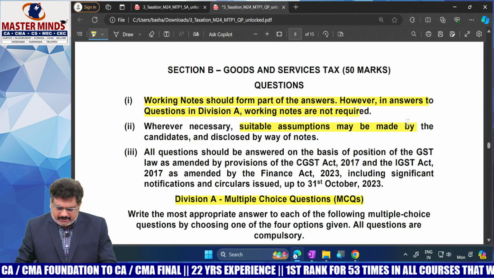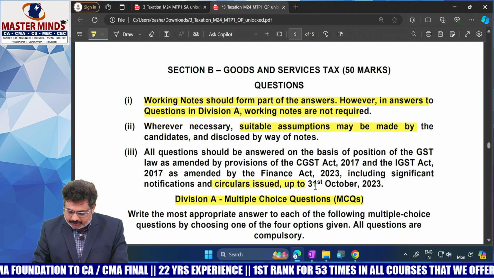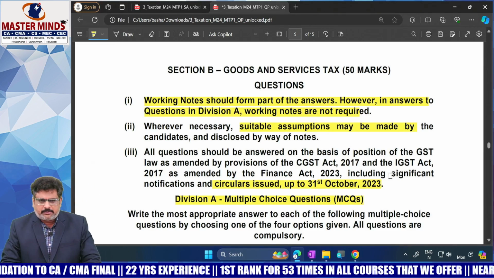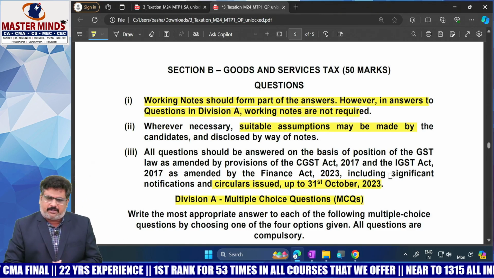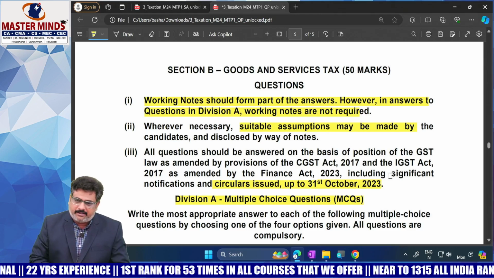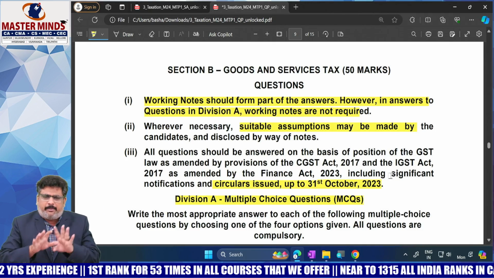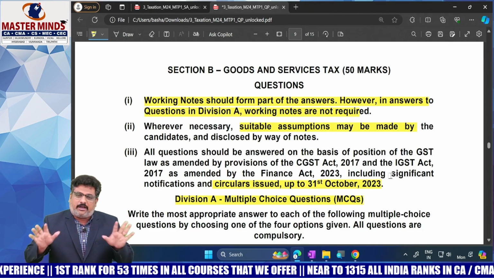And definitely, based on amendments, that means you need to read the updated law. That is with respect to May 2024, whatever the amendments that are there up to October 31st will be made applicable. So based on these grounds, you need to answer the questions.